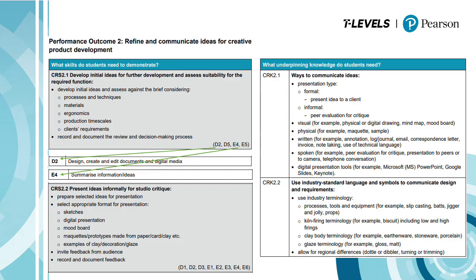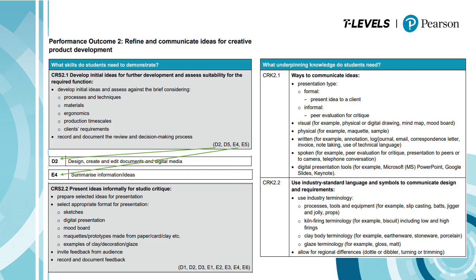This is how the specification is laid out for each occupational specialism. This example shows the start of Performance Outcome 2 for ceramics maker, refine and communicate ideas for creative product development. Each of the other occupational specialisms will follow this same format. In the grey box, we have the first specialist skill covered by this performance outcome. You'll see the first skill statement, CRS 2.1, develop initial ideas for further development and assess suitability for the required function requirements.